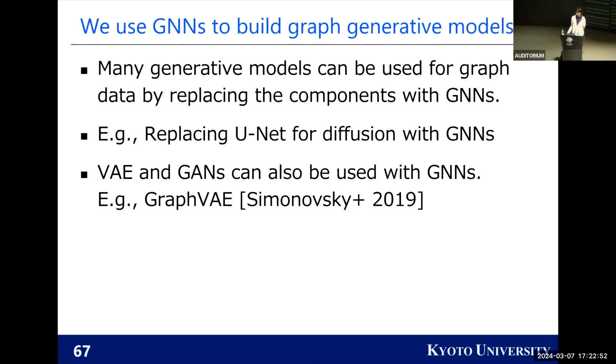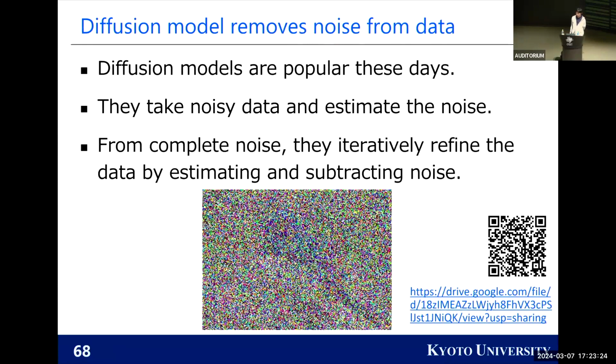And actually, many generative models can be used for graph data just by replacing the components with GNNs. For example, if you replace the U-Net for diffusion models with GNNs, then you can generate graphs just like images. And you can also use VAEs and GANs for graph generative models. And there are many models that adapt these approaches. And in this lecture, I introduce the diffusion models because they are popular and standard choices for image generation these days.